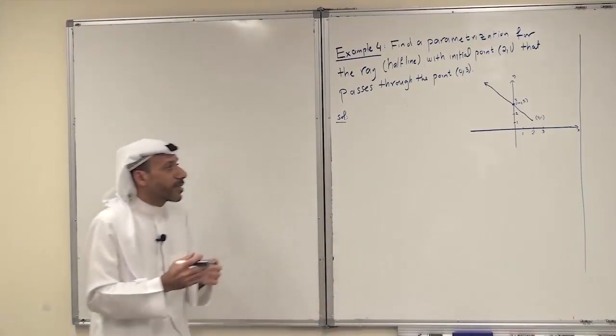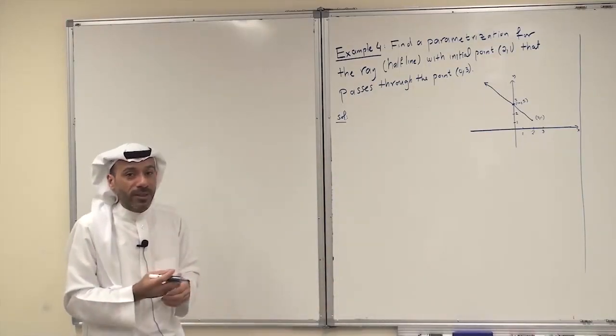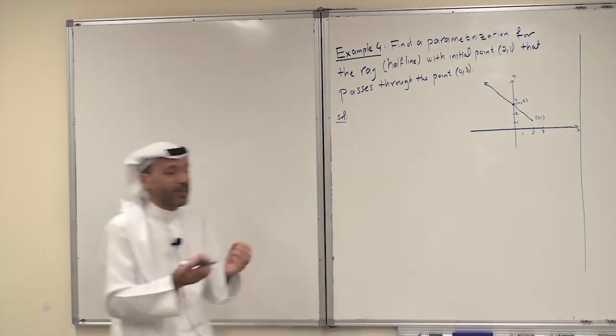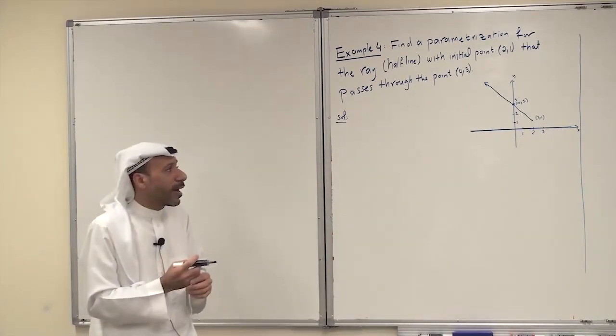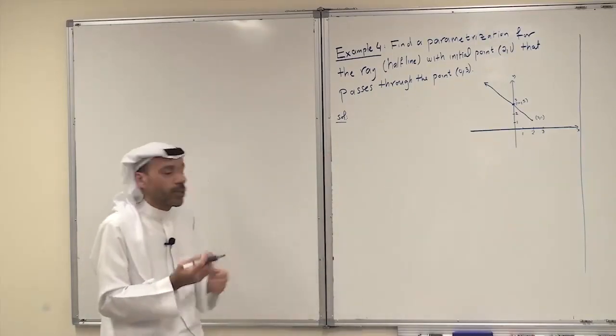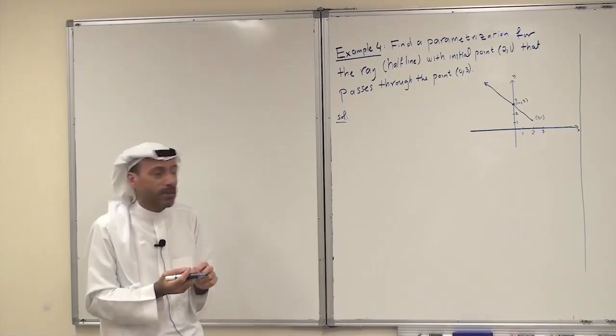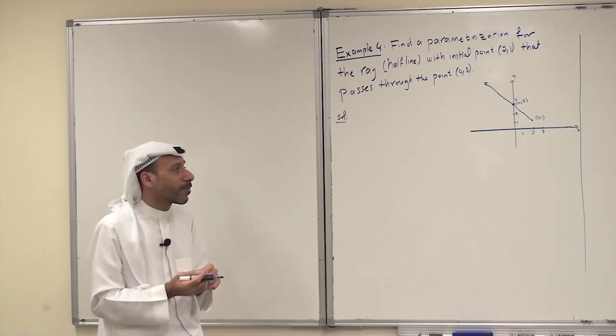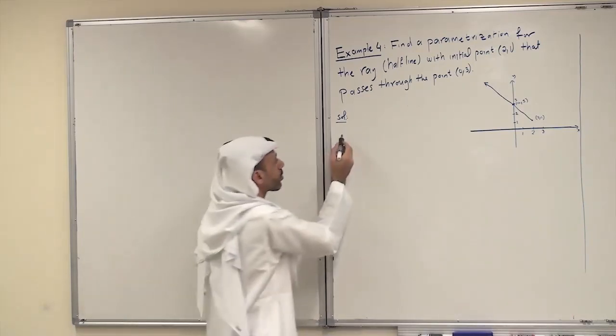To describe this ray by parametric equations, first we describe the ray by Cartesian equation. And for that, we need to find the equation of the line. For the equation of the line, we need to know a point. You can choose either one. And the slope of the line. So start with the slope.